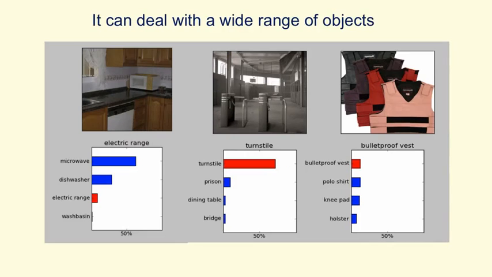If you look on the left, I would have said microwave as my first answer. The labels aren't very systematic, so actually the correct answer there is electric range, and it does get it in its top 5. In the middle, it's getting a turnstile, which is a distributed object. It can do more than just recognize compact things, and it can also deal with pictures as well as real scenes, like the bulletproof vest.